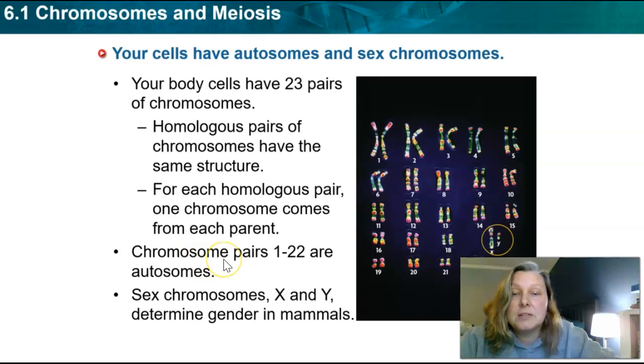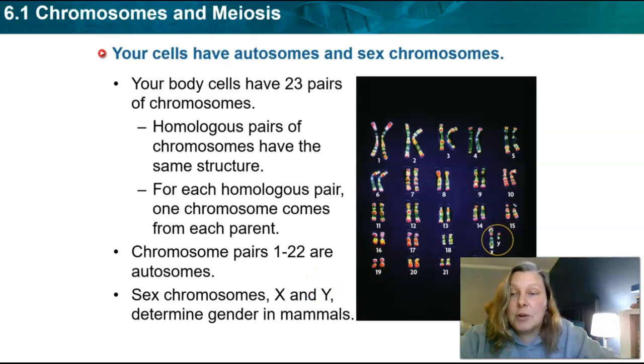Chromosomes 1 through 22, we call those autosomes. Those are the chromosomes that are going to determine what your body is going to be like. Are you going to have blonde hair? Are you going to have blue eyes? Are you going to have brown hair? Are you going to have brown eyes? Are you going to have a hitchhiker's thumb? Are you going to have a widow's peak? So 1 through 22 determine all of the characteristics of your body, or the traits of your body.